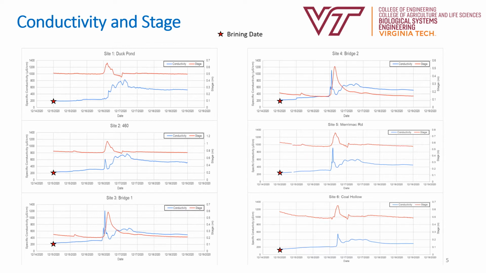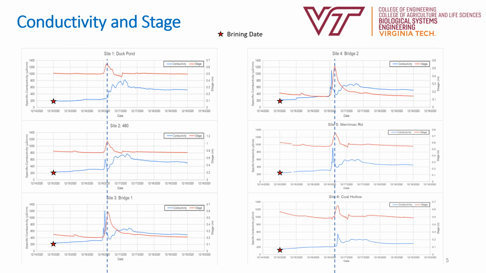As you go downstream, the conductivity concentration decreases with the exception of Bridge 1, which peaks at 1200 since it is downstream from the Fox Ridge culvert. The last site is around 550 microsiemens per centimeter, which is the farthest downstream and is surrounded by forest, which you can see is an important factor.